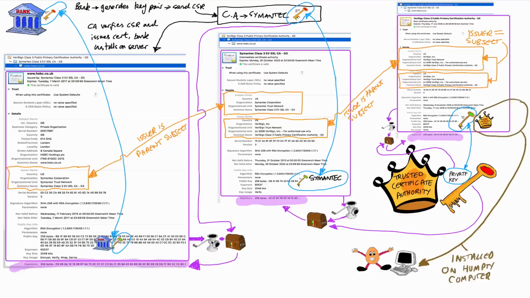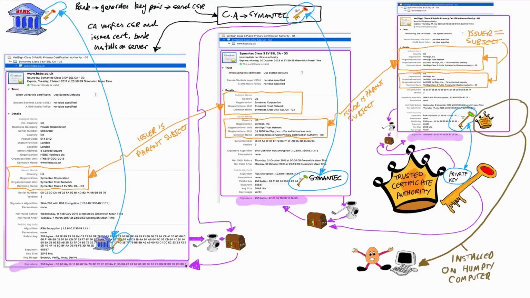put it through the SHA-256 algorithm, and then encrypt the hash with their own private key. That's really important. Symantec have their own public key and their own private key, just like HSBC have their own private key and public key. So Symantec take the hash of the certificate that they've generated for HSBC, encrypt it with their own private key, and that becomes the signature for the SSL certificate.